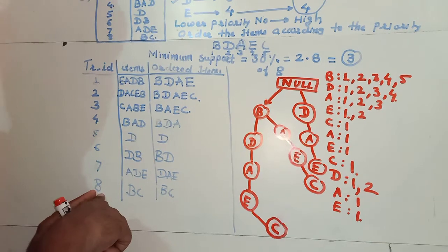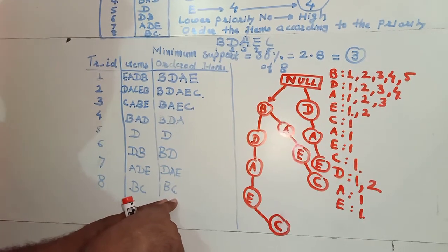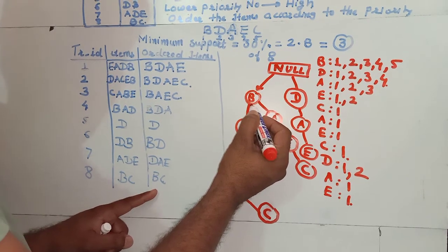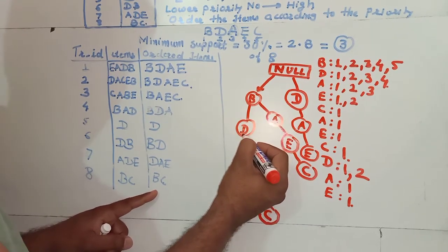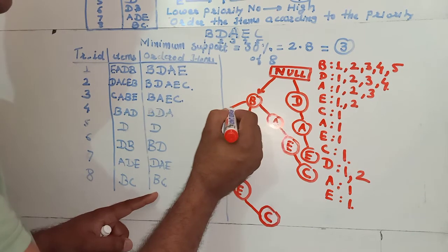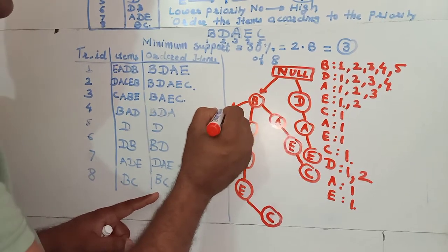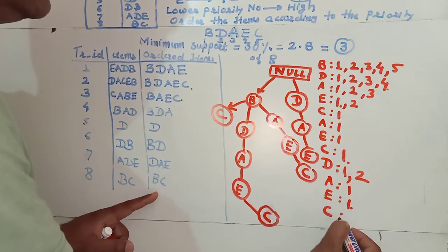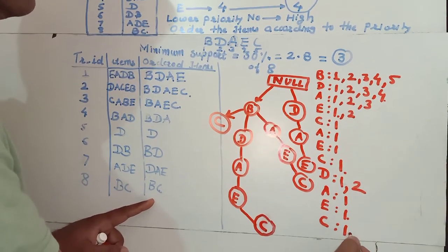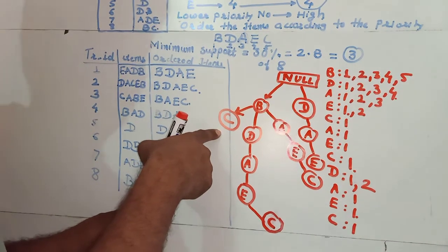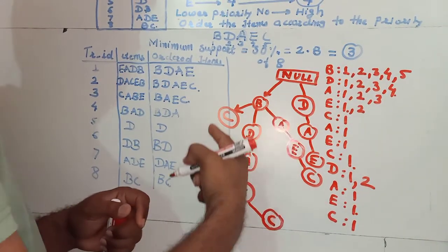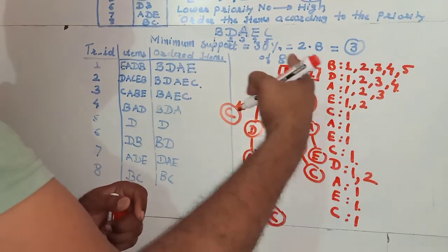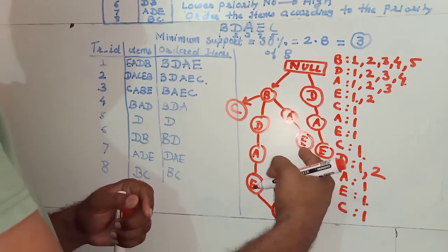Right? Last transaction ID is BC. So we have B at this point, but immediately after B we don't have C. So what we will do is we will generate one more root and we will give the name as C. So here the C has occurred first time in the new list, right? So this is how we have generated the new FP tree or frequent pattern tree, right?